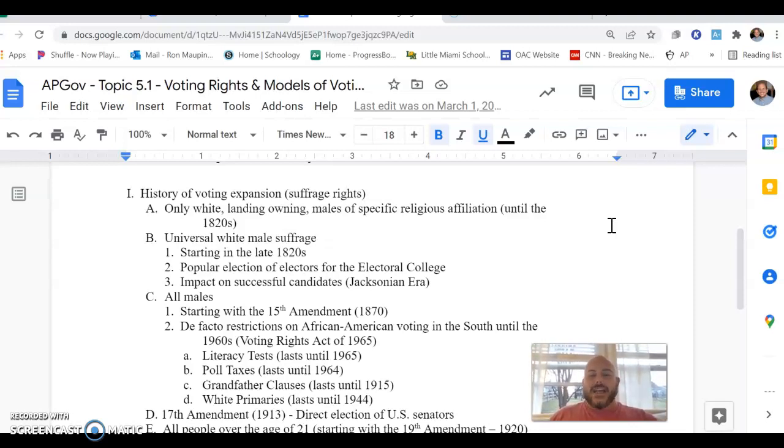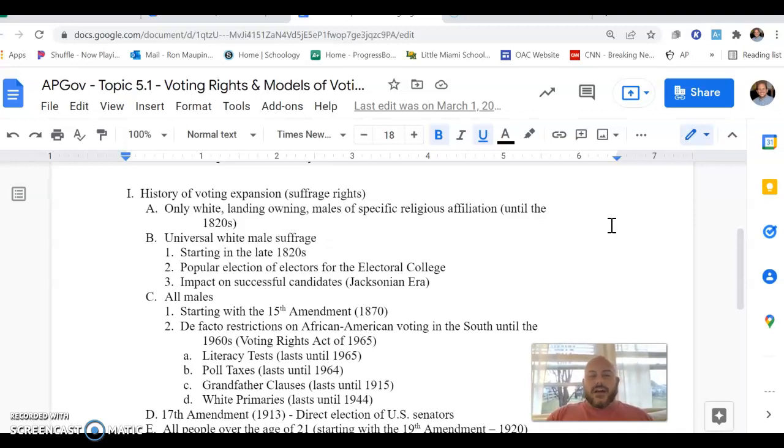You also had poll taxes. Poll taxes are, as the name implies, a fee that you would have to pay to be able to vote. Now, that might not seem like a huge deal, but if you are African American, particularly in the post-Reconstruction era, the vast majority of black Americans are struggling financially. So if it's a matter of paying to vote or paying to eat, well, you're going to pay to eat. So that's going to keep black Americans from exercising the right to vote.